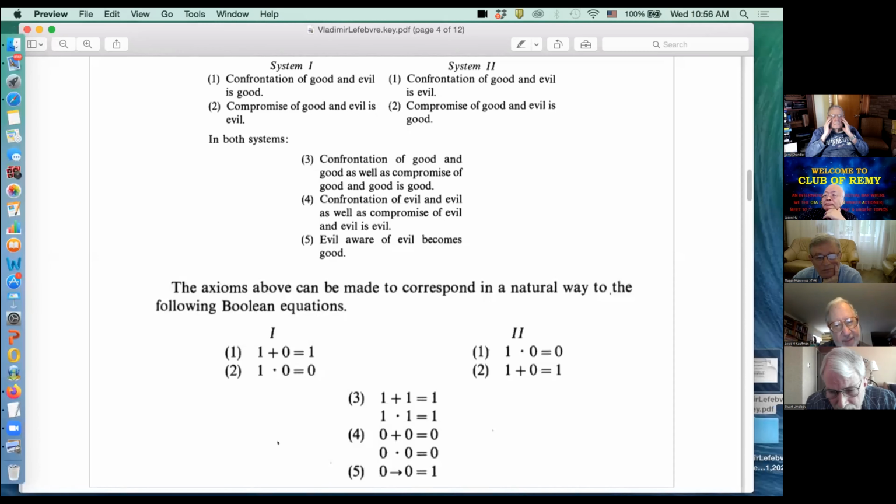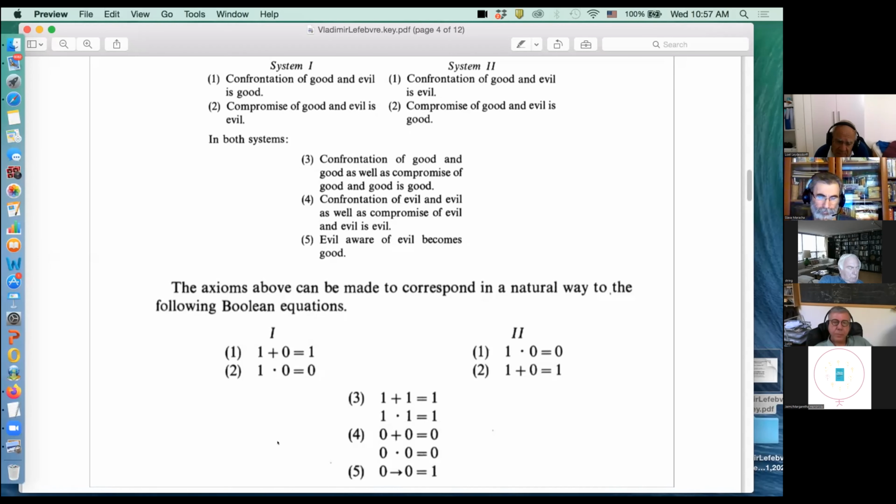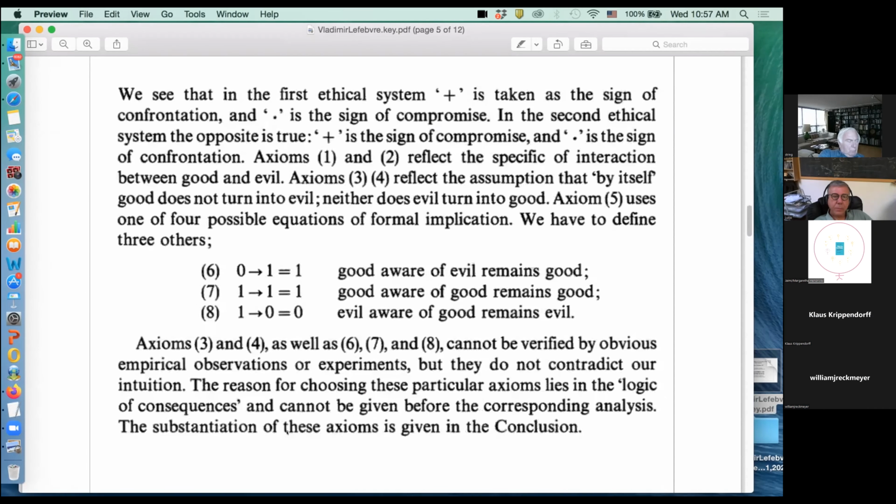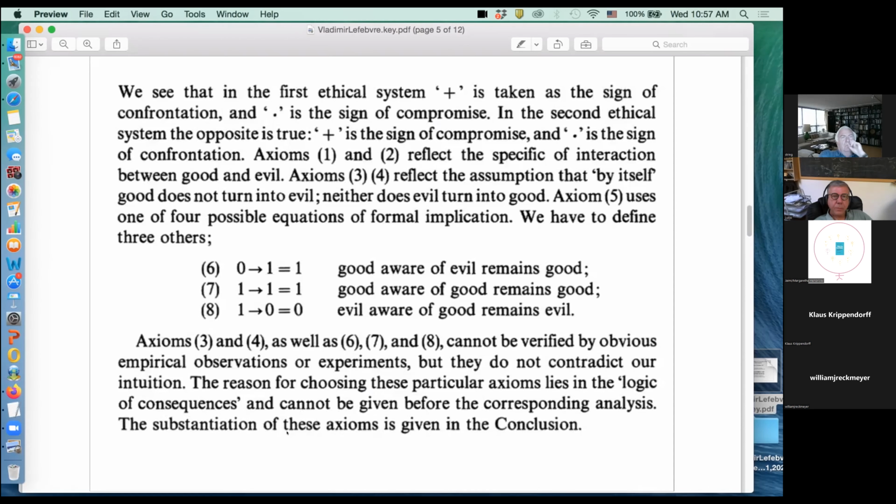To play the game of mapping it into something as abstract as the Boolean algebra. So let's go on a little bit here. I'm going to read from him. We see that in the first ethical system, plus is taken as the sign of confrontation and dot is the sign of compromise. In the second ethical system, the opposite is true. Plus is the sign of compromise, dot is the sign of confrontation.